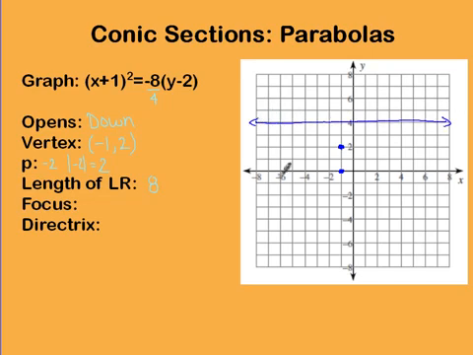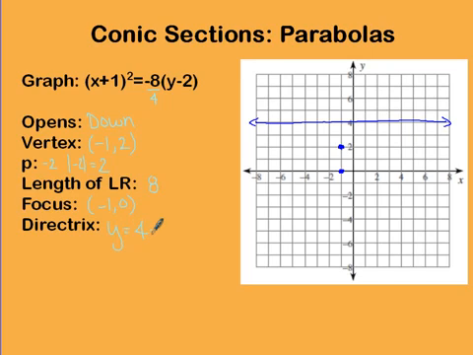Alright, and it always goes opposite the axis of symmetry. Alright, so now I know my focus is at negative 1, 0. And my directrix is a line. It goes through the y-axis, so its y is equal to 4.